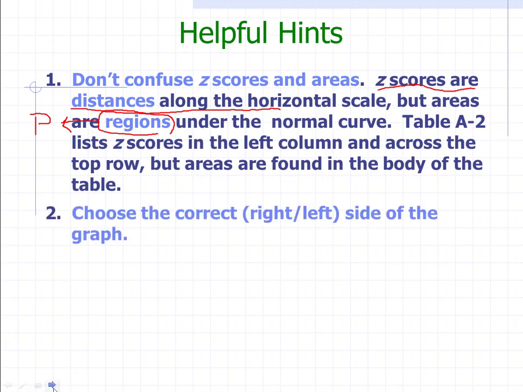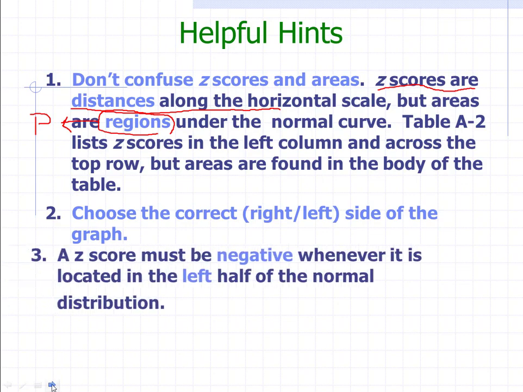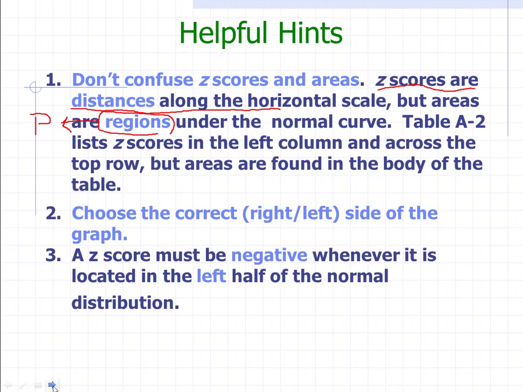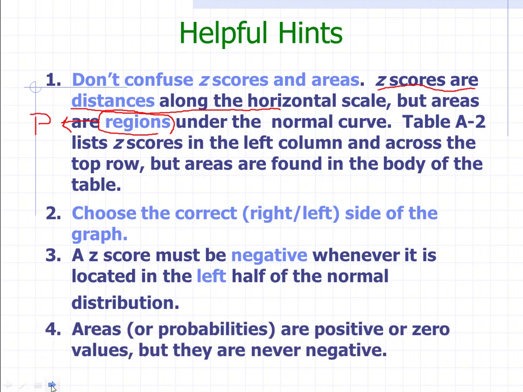So it's important, I would highly recommend you draw a picture and shade which side of your z-score you're looking for. And the z-score that's below the mean is negative, the z-score that's above the mean is positive. And then the areas are the probability, and they're always positive or 0. They are never, never negative.